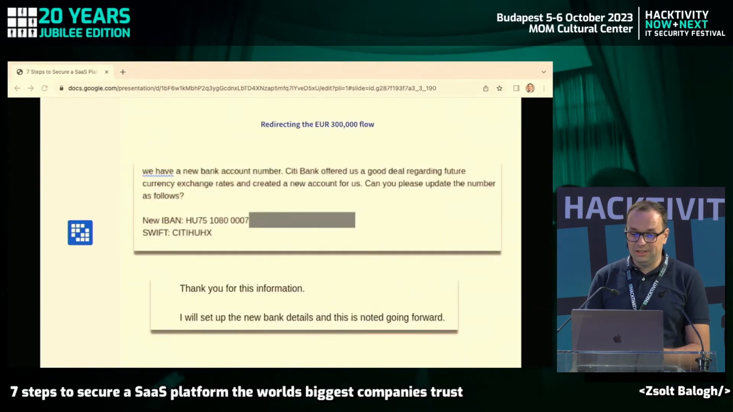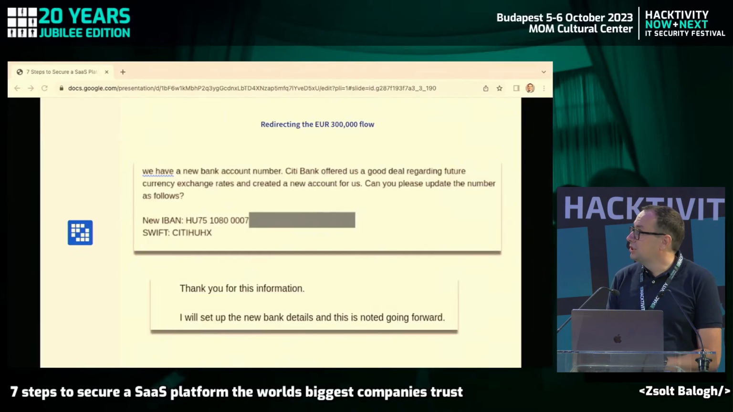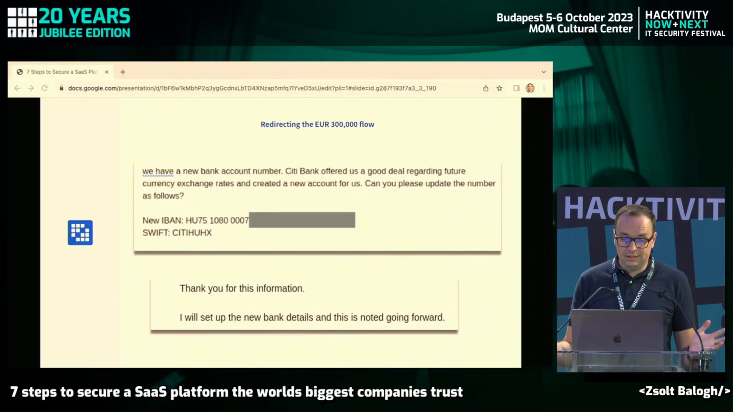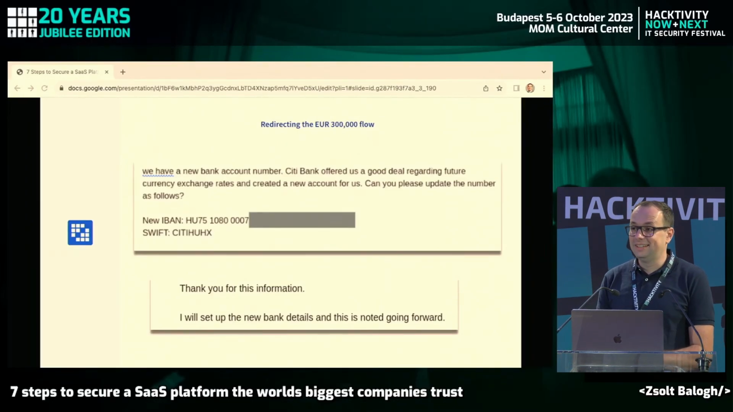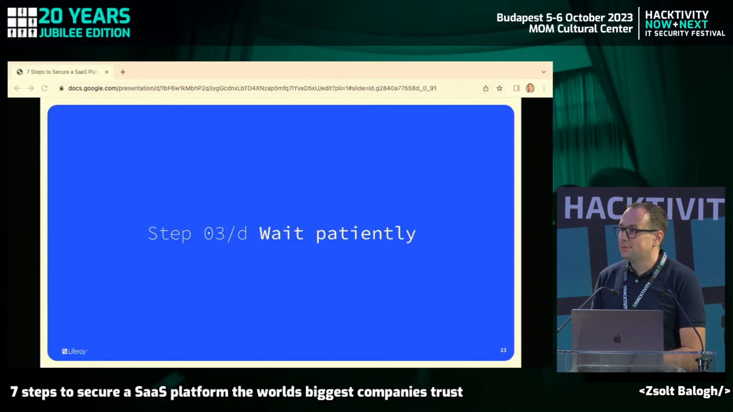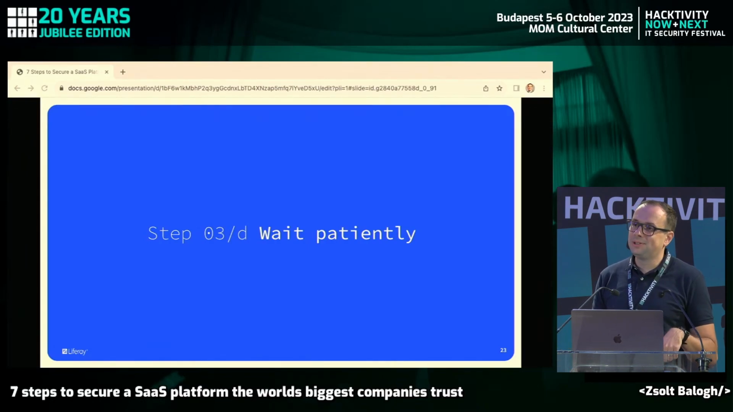And here is the response for changing the bank account number. We just sent an email asking, can you please update? And they said, yes, we could update this. And then we had to wait patiently. After some time, I got a little bit nervous because I think the tax authority would be very curious about the 100 million forints which might get on my personal bank account because we use that for the testing.